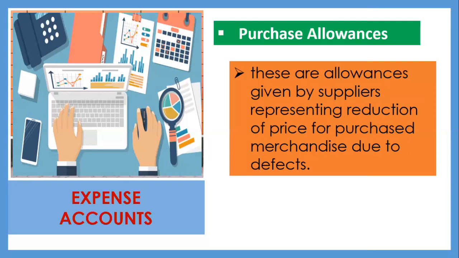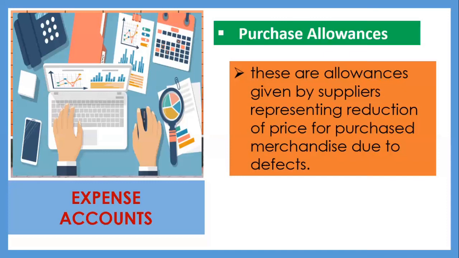So the example given was me being a customer who ordered a pair of shoes from Lazada or Shopee, and it was defective. So that was from the perspective of the customer. If we say purchase allowances, this is from the perspective of the company. So they received defective merchandise. Instead of returning it to the supplier, they agreed with the supplier to pay a lesser amount.